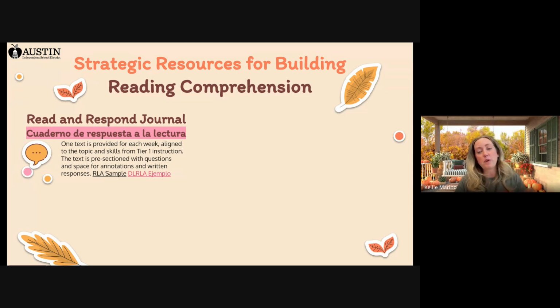So the 3 main resources we're going to use for reading comprehension interventions are the Read and Respond Journal, or the Cuaderno de Respuesta a la Lectura. This is one text that's provided for each week. It's aligned to the topic or theme and the skills from Tier 1 instruction.